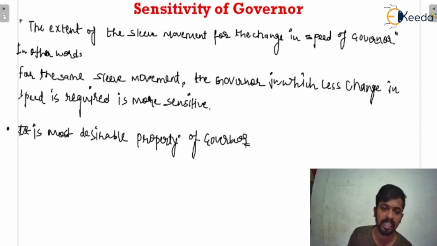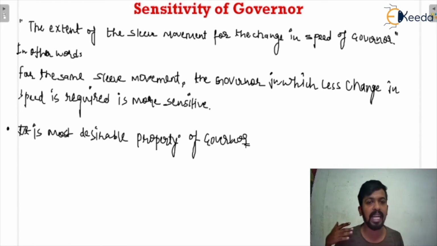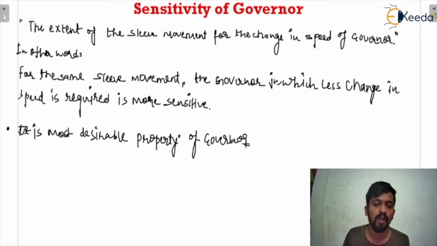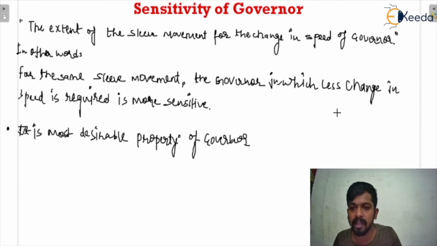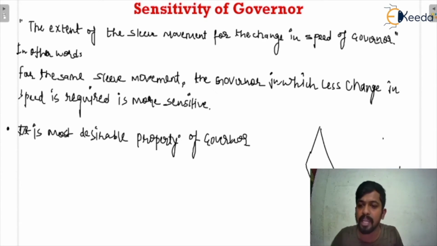I'm again explaining the sensitivity of the governor, that the extent of the sleeve movement. You have to decide on the basis of the sleeve movement. The sensitivity of the governor is decided by the sleeve movement according to the change in speed. Okay. So if there are two governors, for example, how can you measure the sensitivity there?